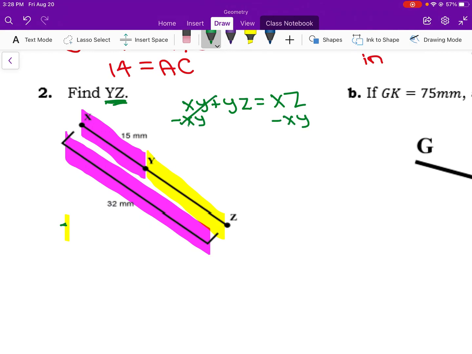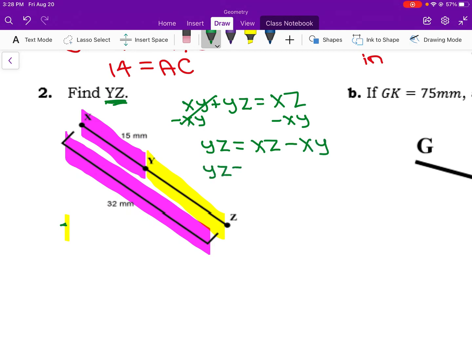Unlike algebra, this is not the product between x and y. This is just the name of a line segment, right? So I'm really just moving the whole entity. But this is telling me that line segment YZ equals segment XZ minus XY. And now I've rearranged it so that I can solve for YZ.